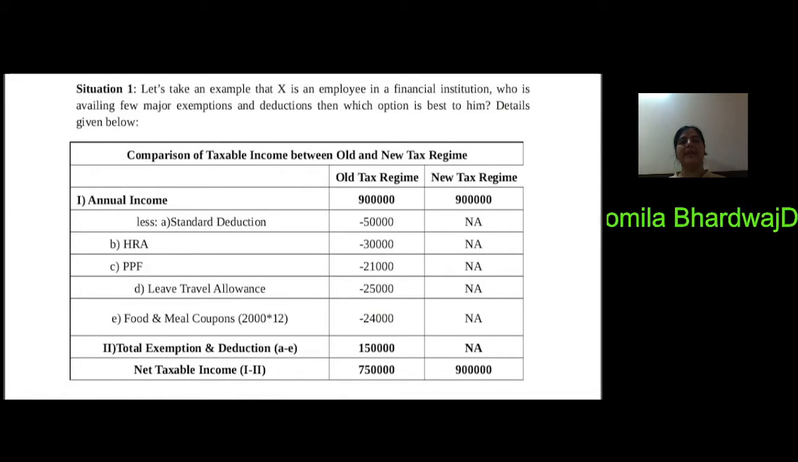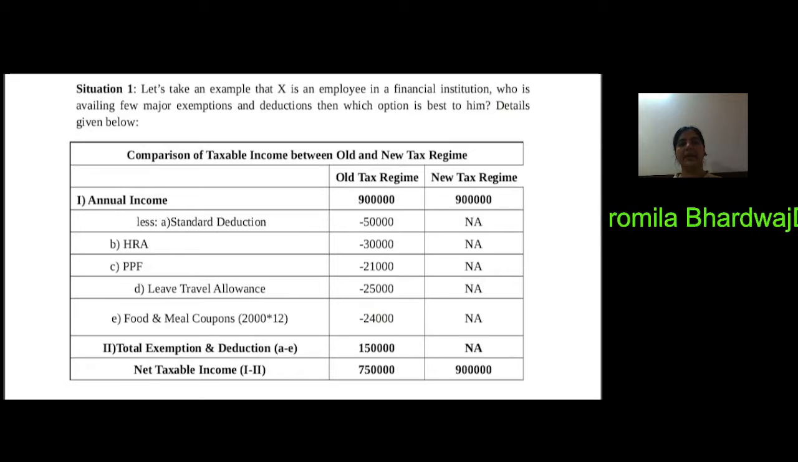Let's say X is an employee in a financial institution who is availing a few major deductions and exemptions. He is not availing all the exemptions and deductions. Now we can compare in this chart. Suppose the person's annual income is 9 lakh in both tax regimes. In the old tax regime, we get a standard deduction under section 16(1) under the head salary of rupees 50,000. He may get an HRA allowance and a deduction of rupees 30,000.